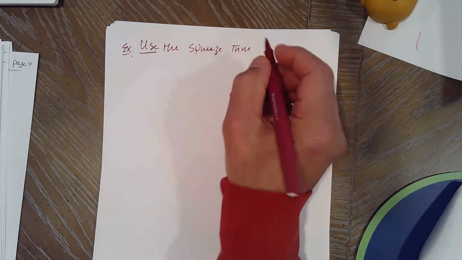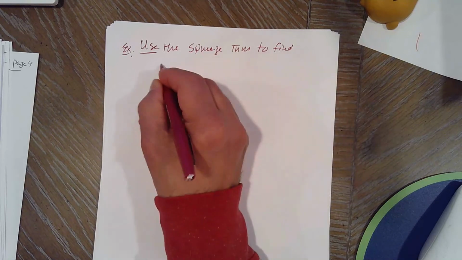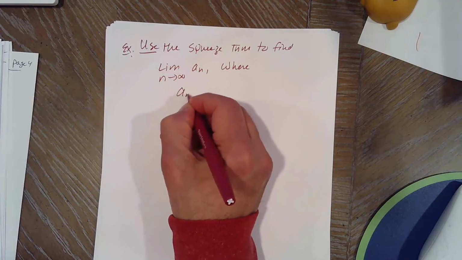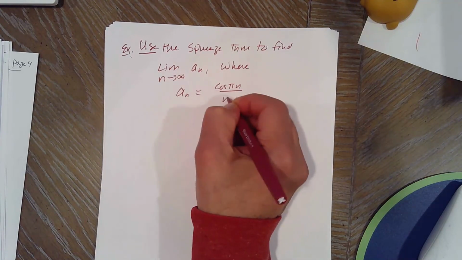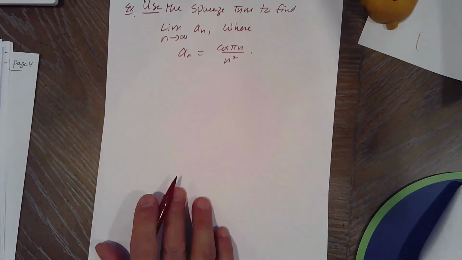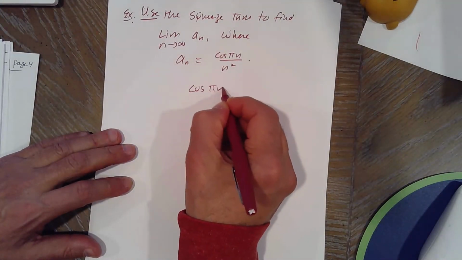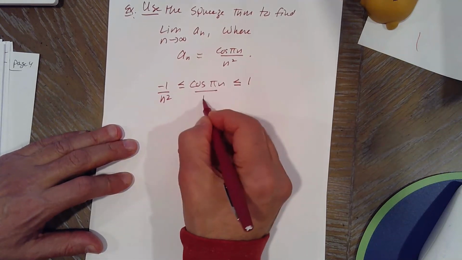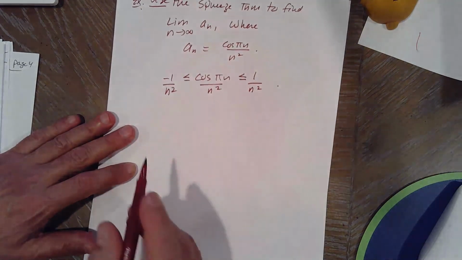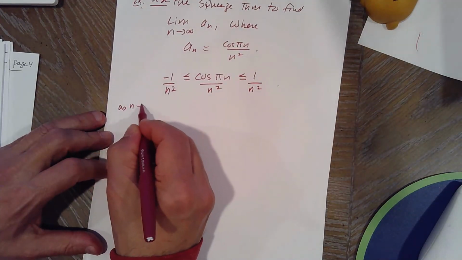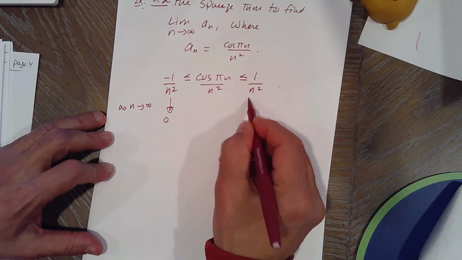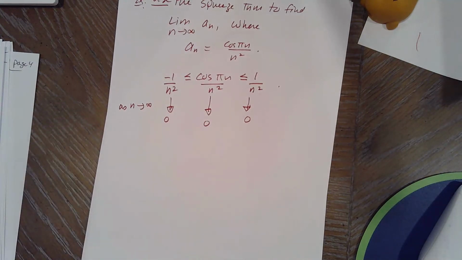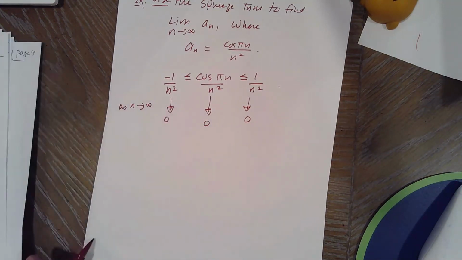Use the squeeze theorem to find the limit as n goes to infinity of a_n, where a_n is cosine(pi n) over n squared. Well, we all know that cosine or sine are between -1 and 1. Since n squared is positive, we can divide by n squared and nothing is going to change. We know that as n goes to infinity, -1 over n squared goes to 0, and 1 over n squared goes to 0, so this must be going to 0 by the squeeze theorem.